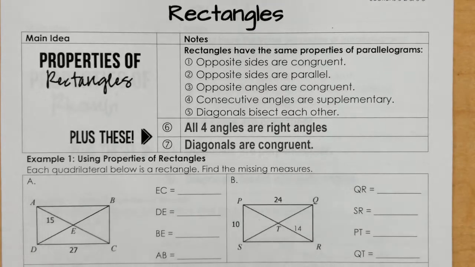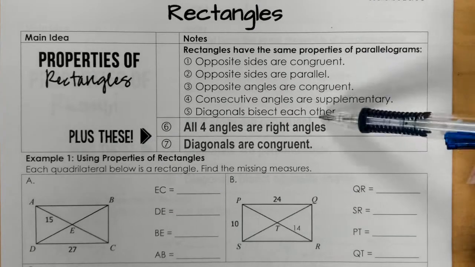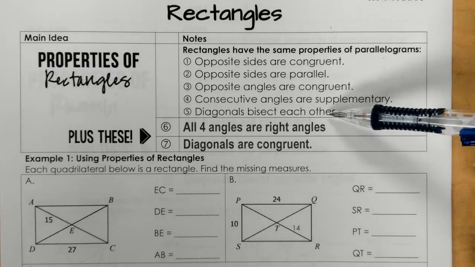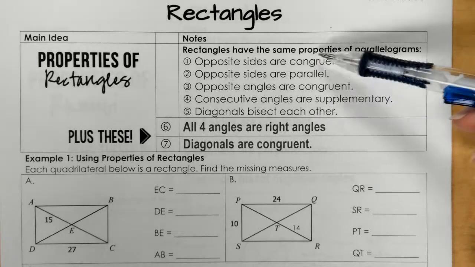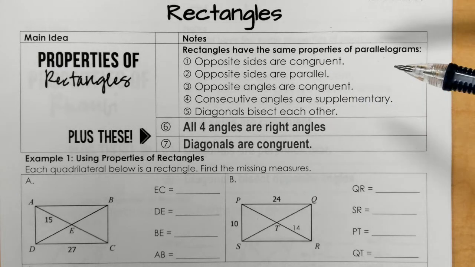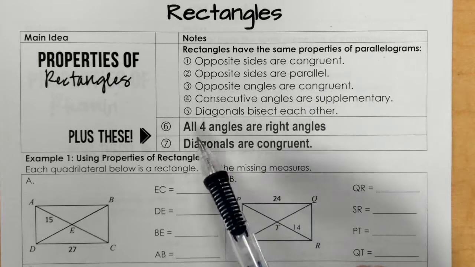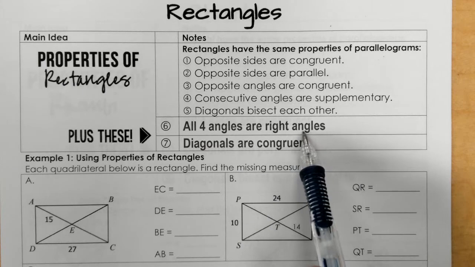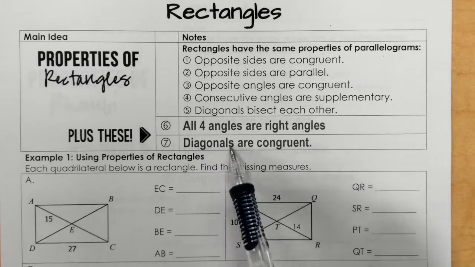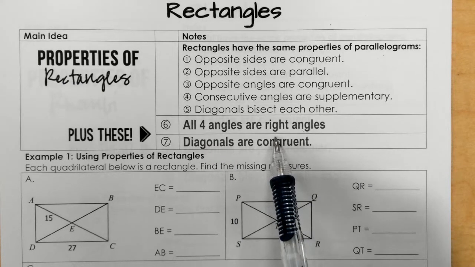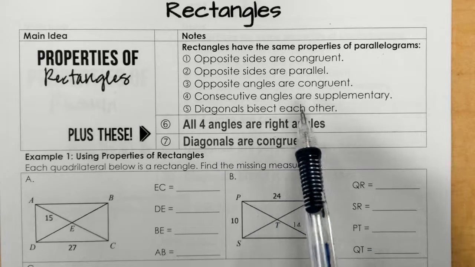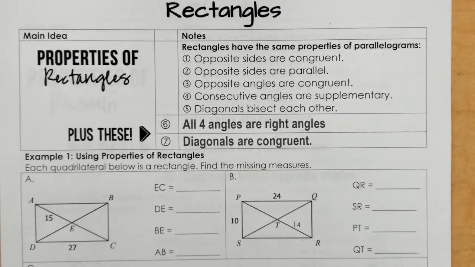In a rectangle, you can see that all of the properties that go along with the parallelogram are listed right here, because all these properties apply to rectangles as well as two other properties. All four angles are right angles, as well as diagonals are congruent. So in this case, diagonals are congruent and they bisect each other. So their pieces of the diagonal are congruent.